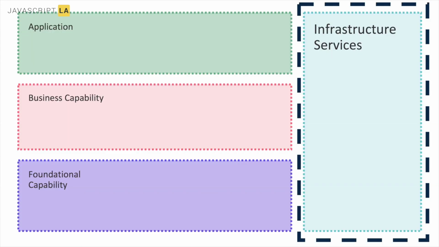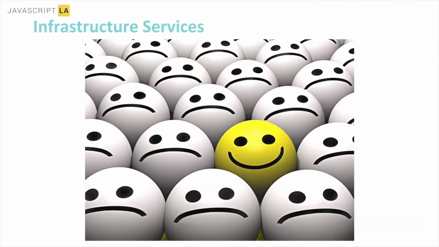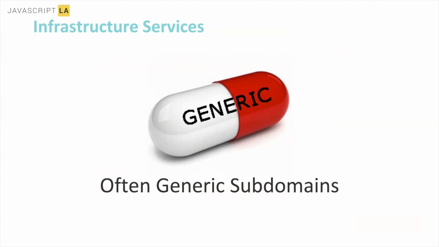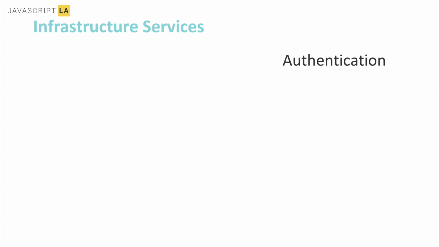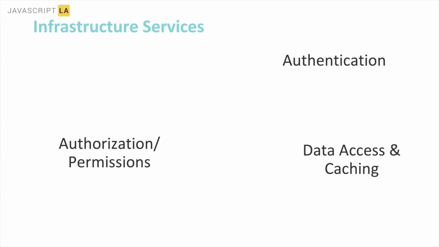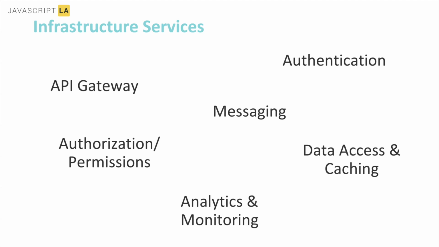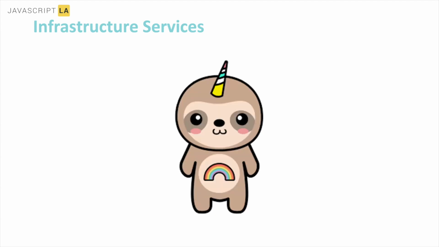And then you have the infrastructure services. These are everything else. They're the weird stuff that doesn't fit in. They're often generic subdomains, not always, but often. And again, similar to the generic subdomains, they often include things like authentication, authorization, data access, messaging, API gateway, analytics and monitoring. These are the special unicorns. I'm not really going to go into too much depth because that could be an entire talk all on its own. So it's just worth noting that there are a bunch of other things that don't necessarily fit cleanly into this architecture.